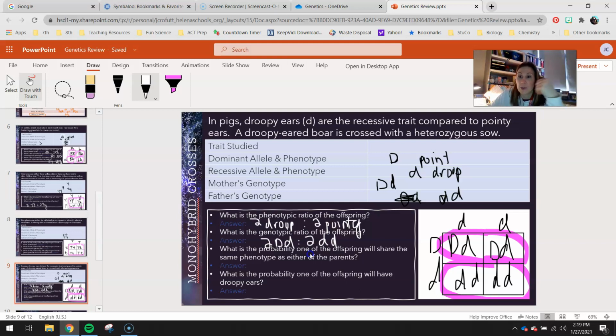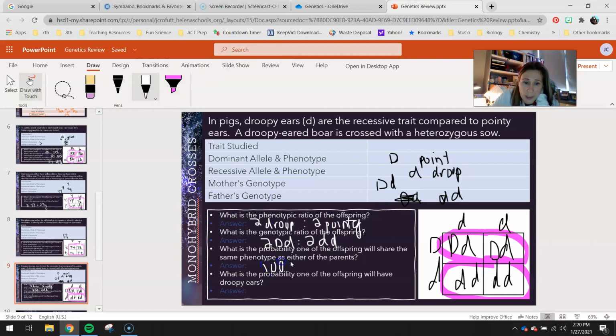But if maybe we had 2 individuals that are both heterozygous being crossed, we'd see a lot different phenotypes and genotypes. Okay, what is the probability that one of the offspring will share the same phenotype as either parent? So remember that the mother was pointy-eared and the father was droop-eared. So we have both of those phenotypes in the offspring. So 100% they're going to look like one of the parents. Okay, so 100% on that one.